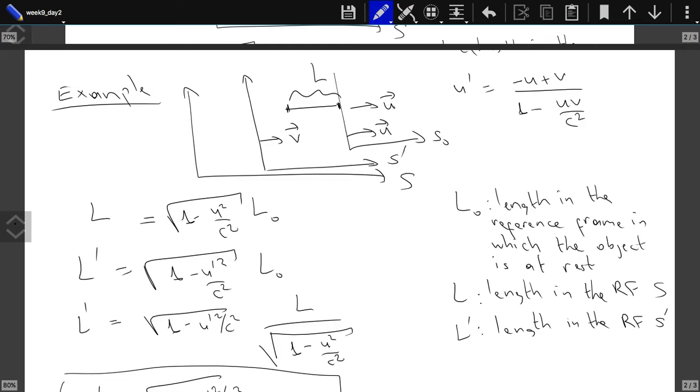Or let's forget about you accelerating or decelerating. Let's just assume the stick is accelerating and decelerating. You have your stick. Let's say you exert a force on it so that it starts accelerating. As it's accelerating, it gets shorter and shorter. Then you change the direction of the force and you cause it to decelerate. As it's decelerating, it will get longer and longer.